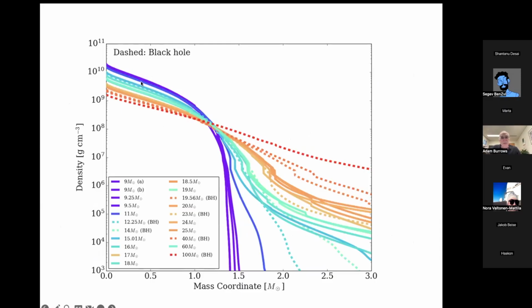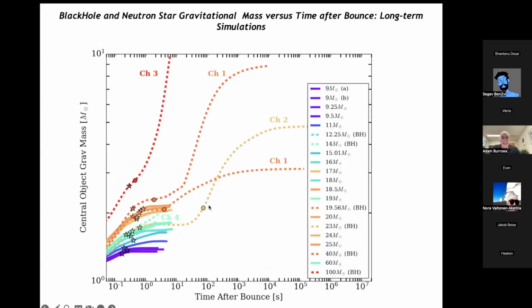This is that density profile where you have steep drop-offs. This is very small compactness. And here's shallow, very large compactness. And this is for a range of progenitors. The dashed curves are those that form black holes. And these are their gravitational mass versus time trajectories in our simulations. The bottom left has a lot of neutron star formers. But as you get to higher masses, it's possible to form a black hole.